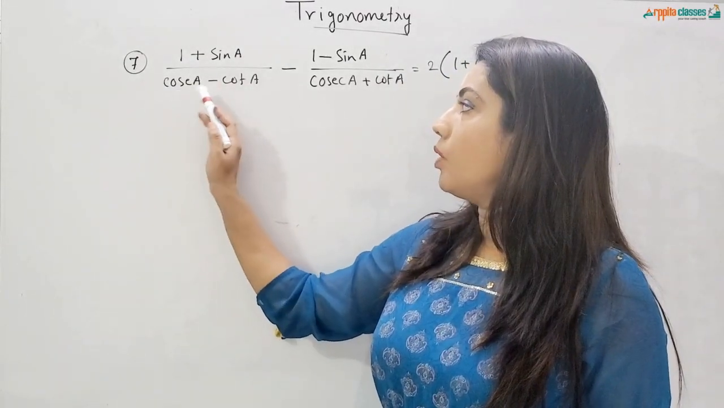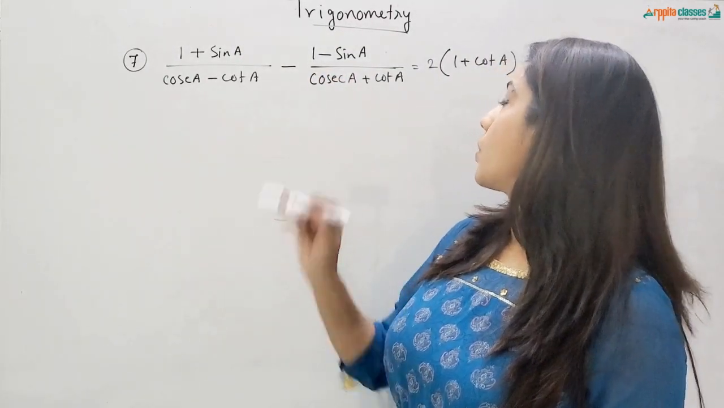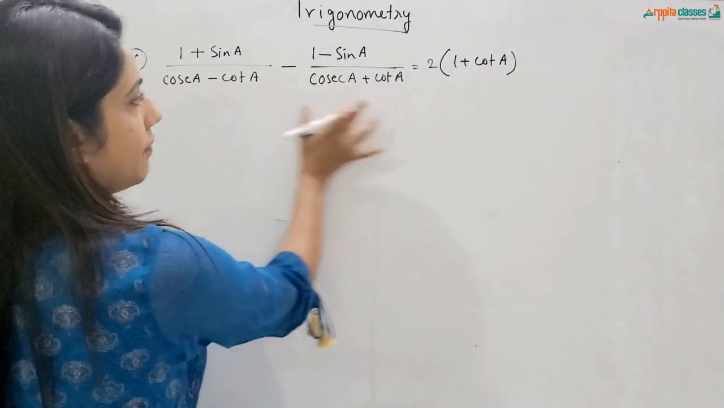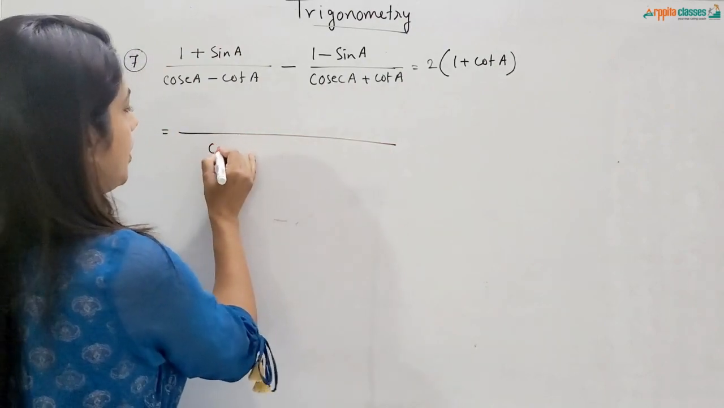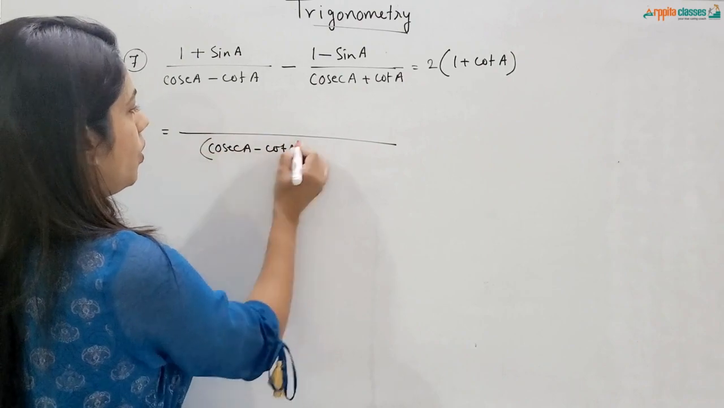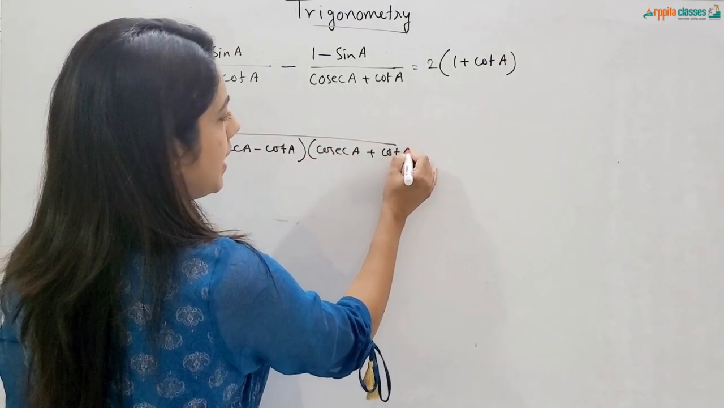So question number 7 in front of us. 1 plus sine A upon cosec A minus cot A minus 1 minus sine A upon cosec A plus cot A is equal to 2 whole into 1 plus cot A. So let us take the left hand side. I am directly doing it. I will be taking the LCM here. So it is cosec A minus cot A whole into cosec A plus cot A is the LCM.